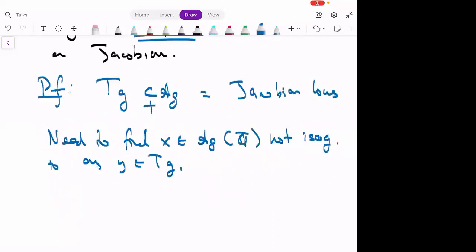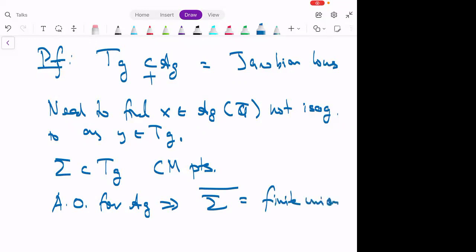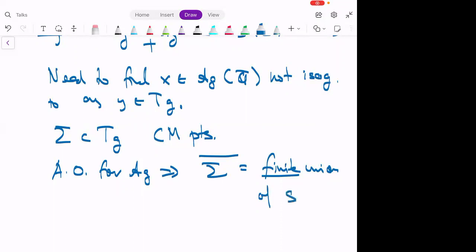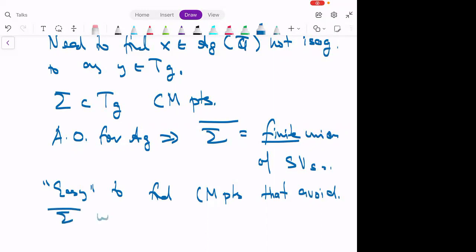One of the nice things about CM points is that the property of being CM is preserved even after modifying by isogeny. So suppose we were to take the set of CM Jacobians. The André-Oort conjecture for A_g tells you that the Zariski closure of the set of CM points is going to be a finite union, and the finiteness is key, of Shimura varieties. Well, once you have a finite union of Shimura varieties, it's easy to find CM points that avoid it up to isogeny.